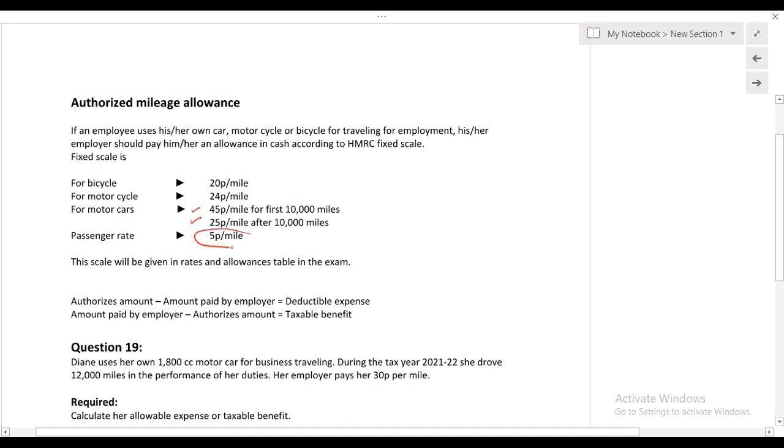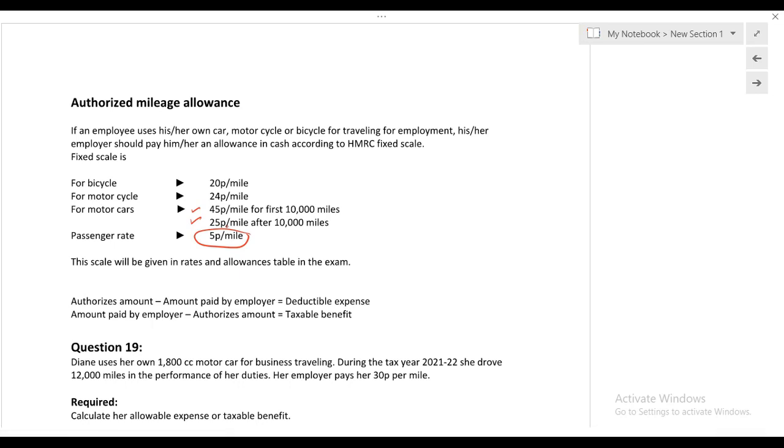Passenger is 5 pence per mile. If an employee uses his or her own car for employment purposes and while driving his car, he carries a passenger as well, for example, in that case, there will be an additional 5 pence per mile.